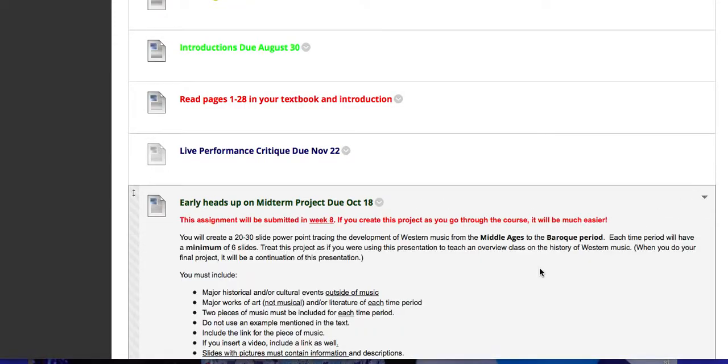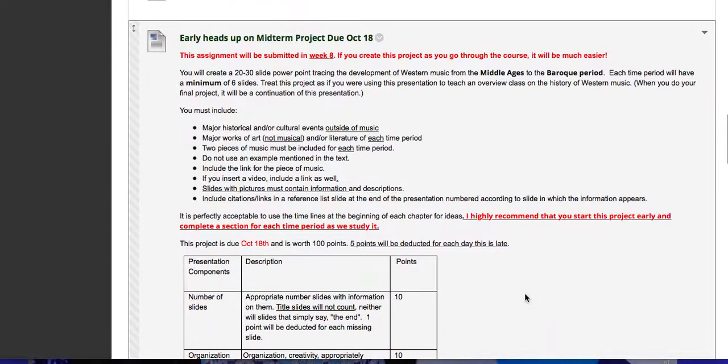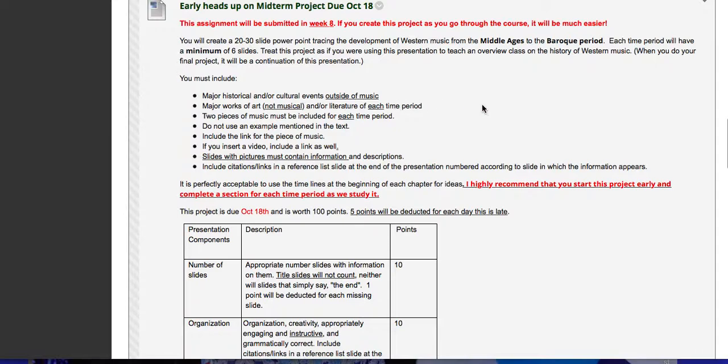So I expand this. What you're going to do is make a PowerPoint presentation that is going to trace the development of Western music from the Middle Ages to the Baroque period. You are going to include major historical and or cultural events outside of music. I want you to pick something that has happened in the world just outside of music. Major works of art, not musical, and or literature of each time period, something that was very significant in that time period. 2 pieces of music, which means links, examples of 2 pieces of music for each time period.